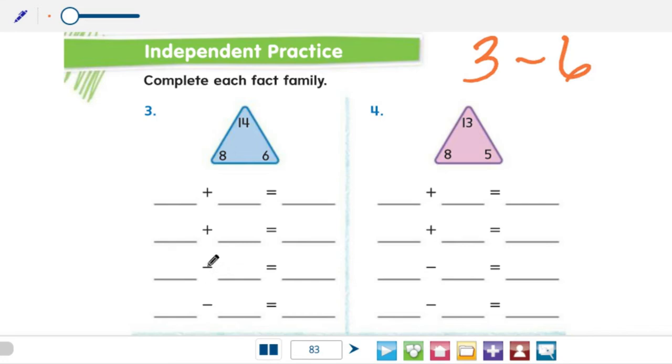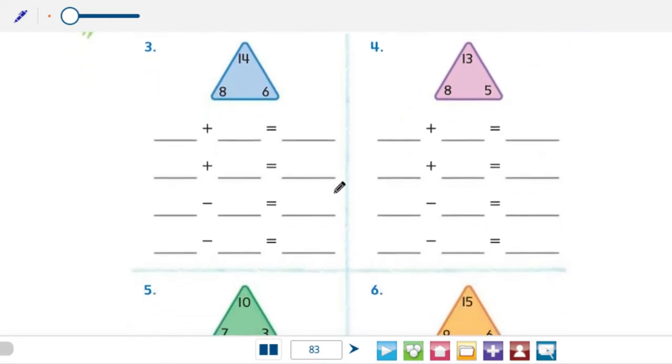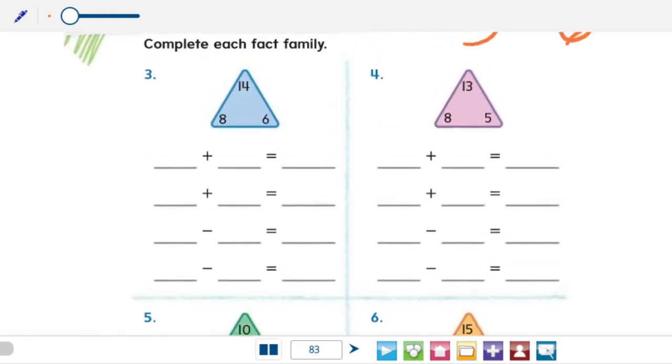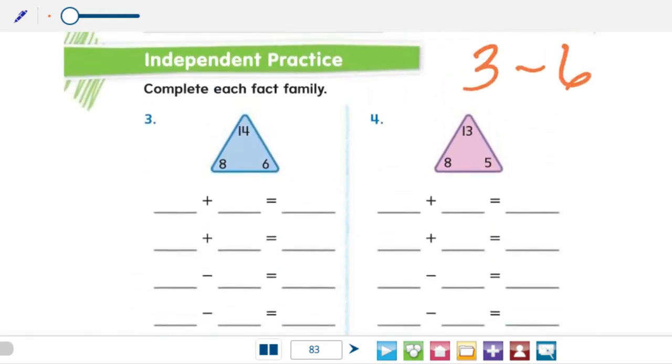Remember that when we have a subtraction sign, we always start with the largest number. That's for both of these problems. We start with the largest number. All right. So go ahead, pause your video right now, work on problems 3, 4, 5, and 6 on your own. And when you're ready, you can go ahead, press play, and we'll go over those problems together.